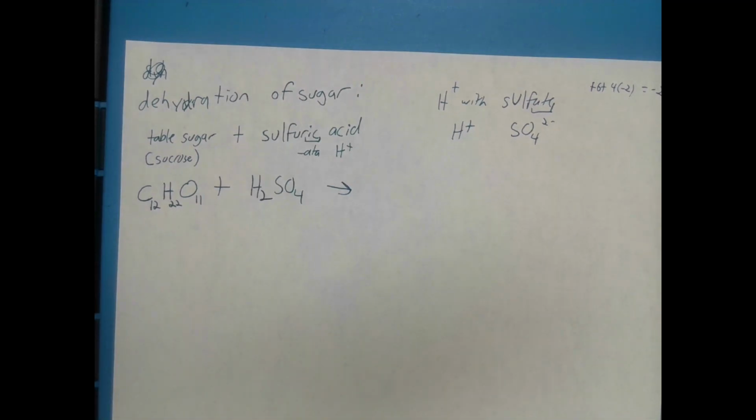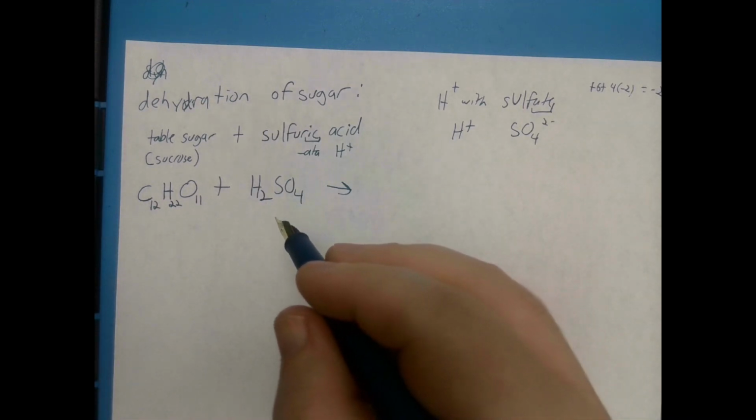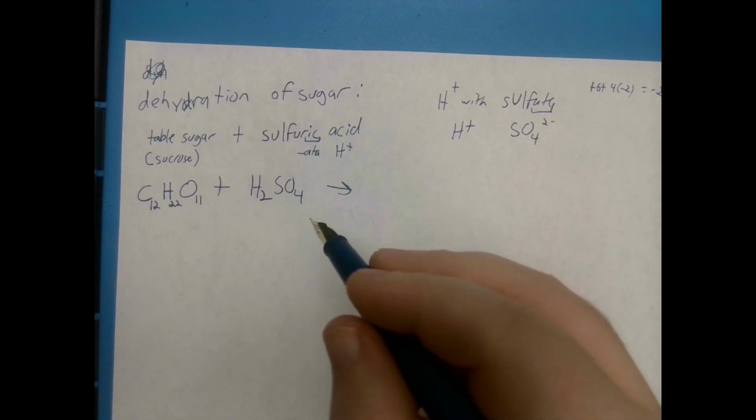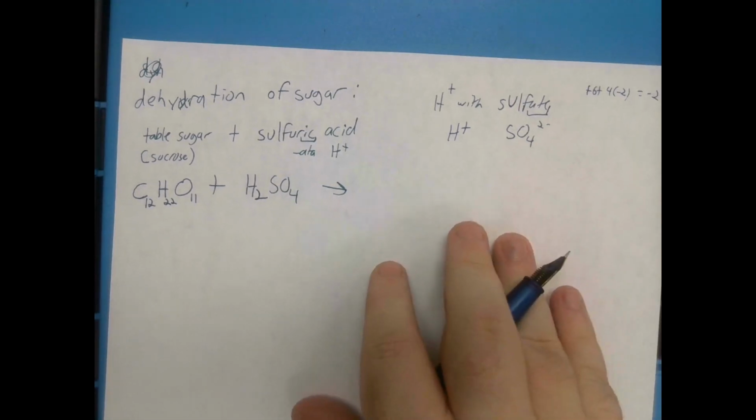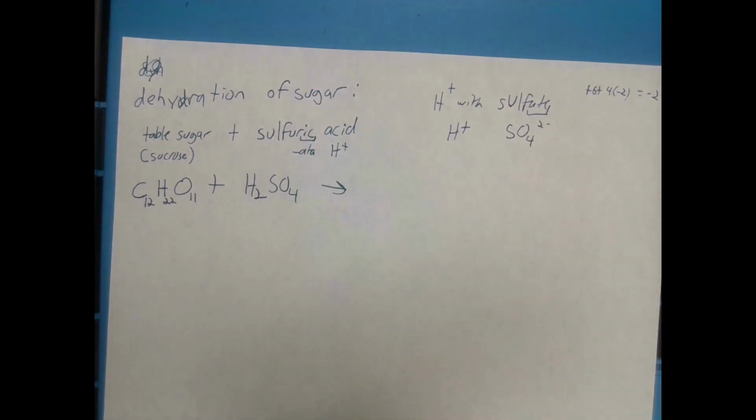Again, sugar is not ionic, so we can't just simply do double displacement or replacement. I keep saying displacement. It's replacement, not displacement.